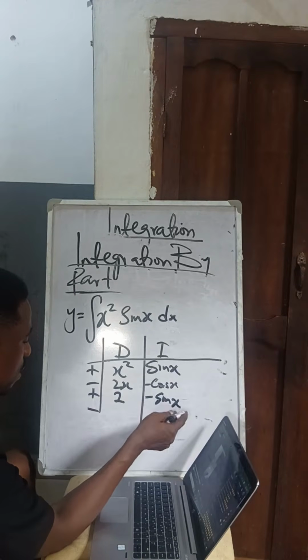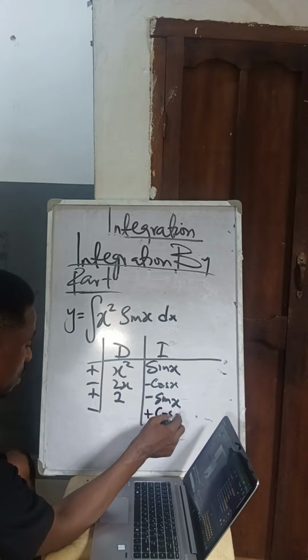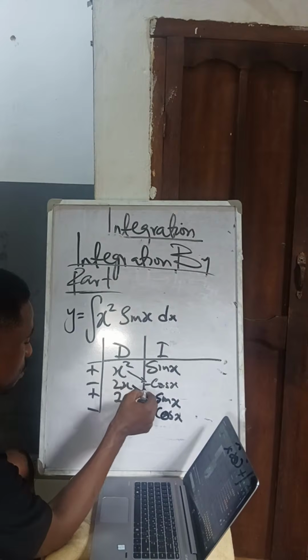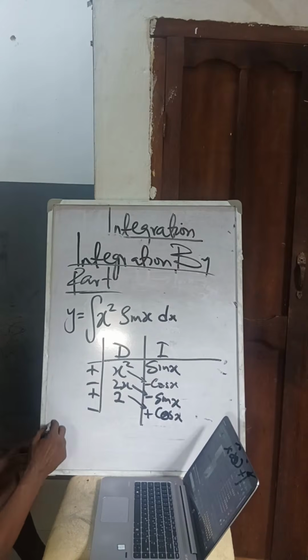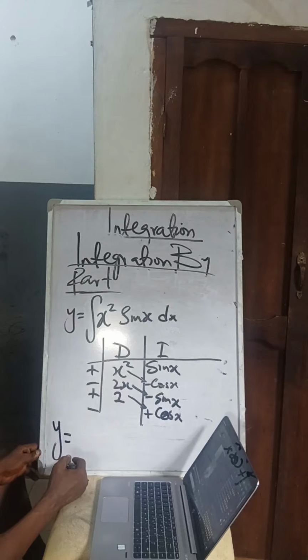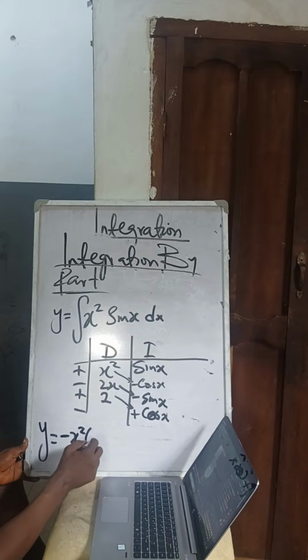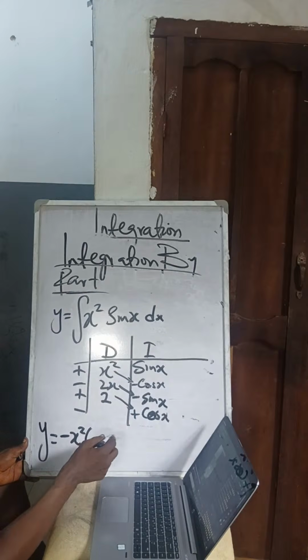Integrate sine x, you have minus cos x. All right, so this goes with this, goes with this, and this stays with this. So our final solution becomes y equals minus x squared cos x, because minus times plus is minus.